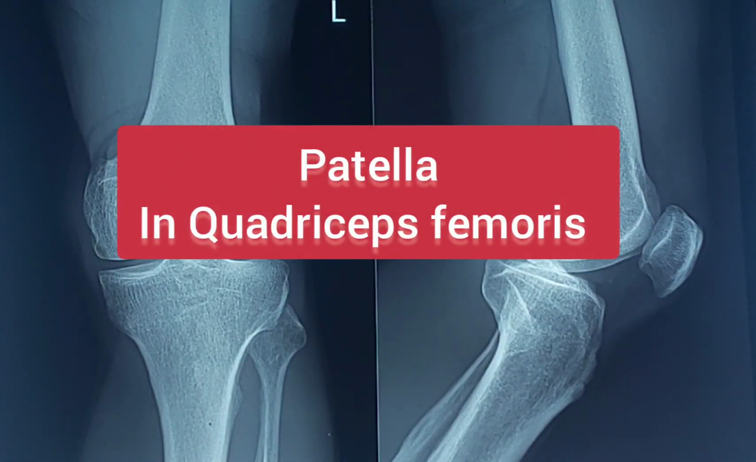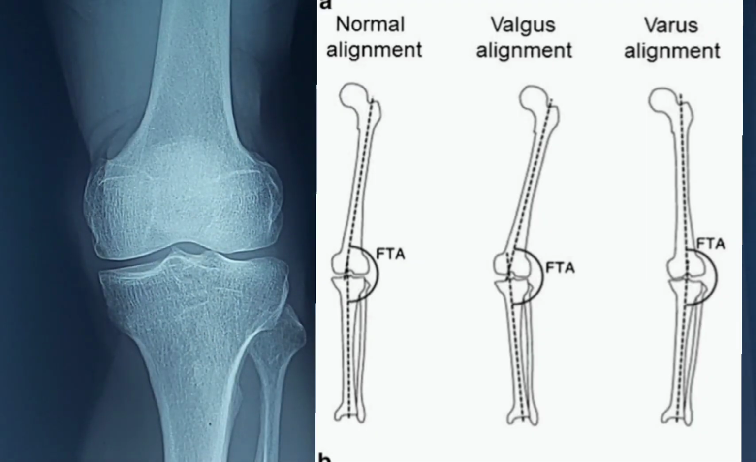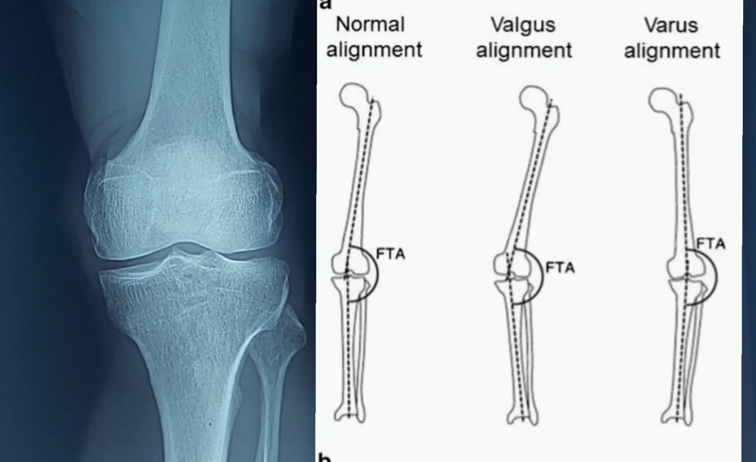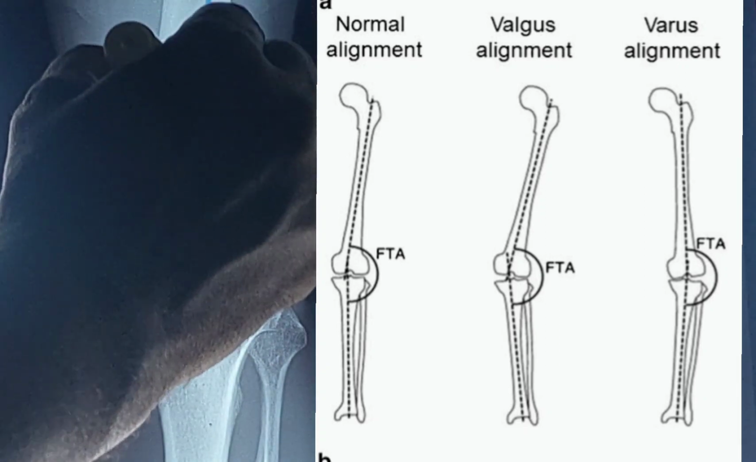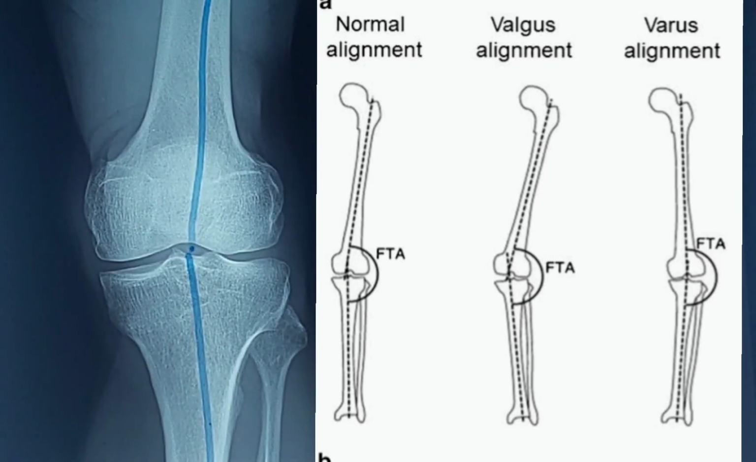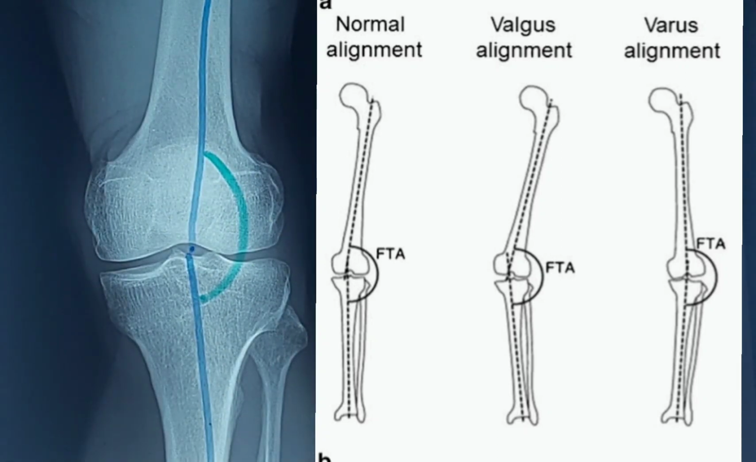patella under quadriceps femoris. And in this view, you see on the lateral side, there is an angle called the anatomical angle of the knee joint. It is the angle between the long axis of the shaft of the femur and the long axis of the tibia. So it is an obtuse angle, and its value ranges from 170 to 175 degrees.